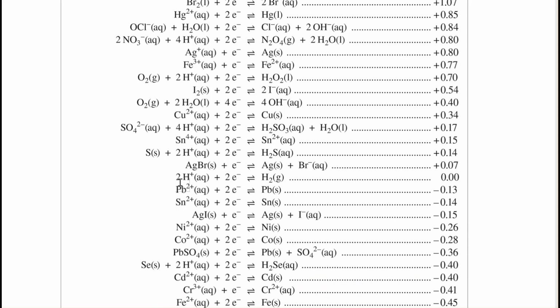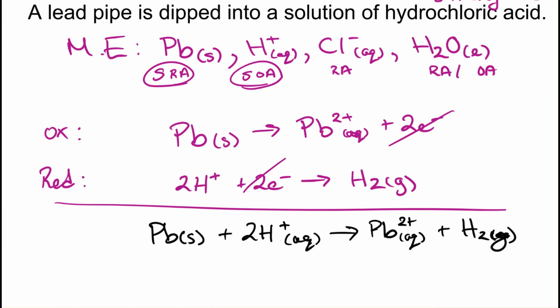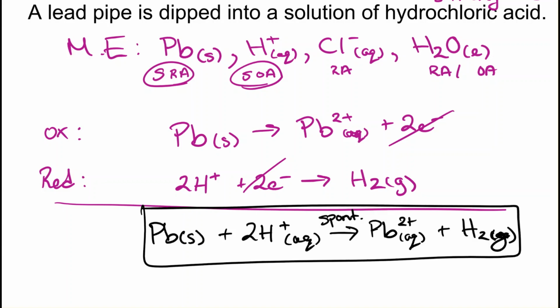Oh, look at that. H plus is just slightly above lead solid. So this is going to be downhill. Always left to right, but downhill. So this will be a spontaneous reaction. This is spontaneous. Perfect. That is the predicted reaction when we dip a lead pipe into a solution of hydrochloric acid.